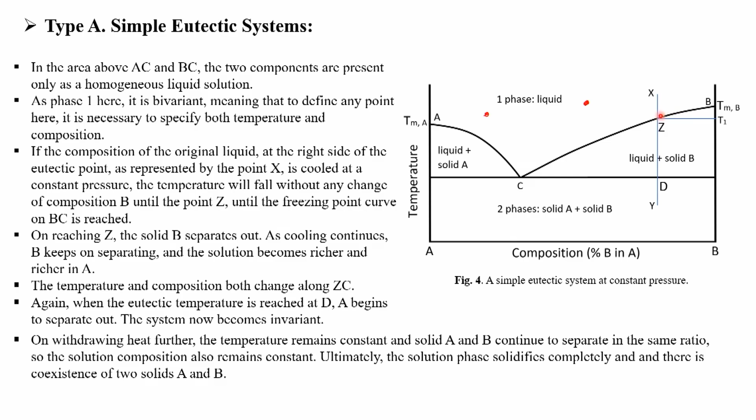On reaching Z, the solid B separates out. Here solid B separates out, but we still get two phases, right? One is solid B, as well as a liquid solution of components A and B both. As cooling continues, B keeps on separating and the solution becomes richer and richer in A.